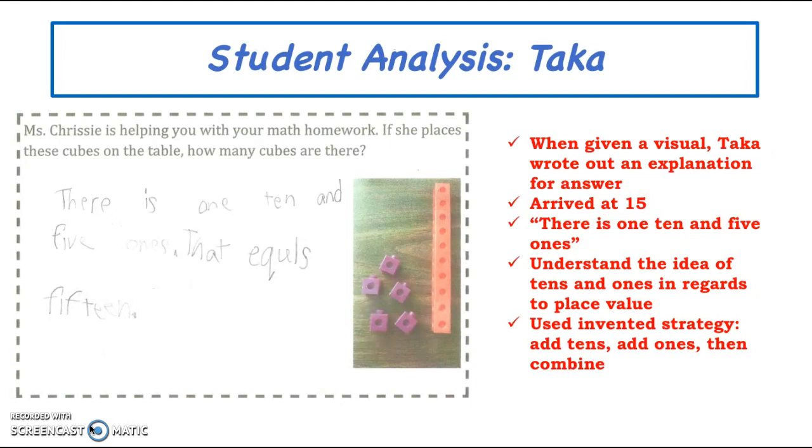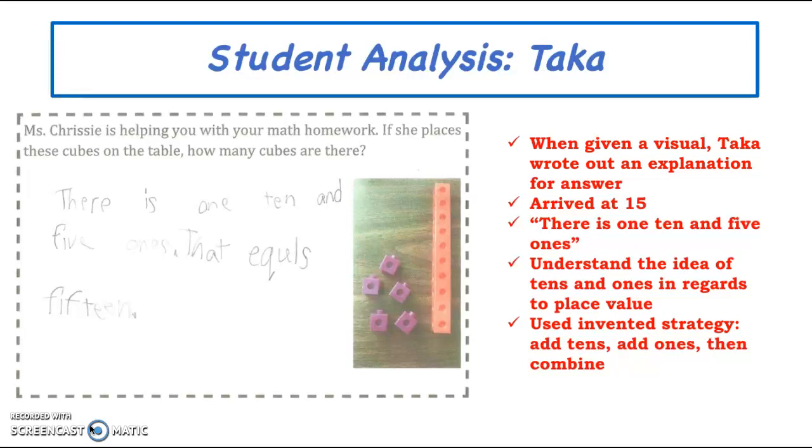So for the third question, he actually told me that this was his favorite question because he really likes using 10 base blocks, and he said it was his favorite math manipulative. So for this question, he was given the visual, and he actually wrote out an explanation for the answer. So he figured out that there was 1 10s and 5 1s, which equals 15.